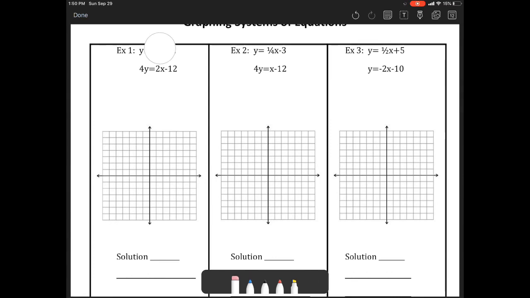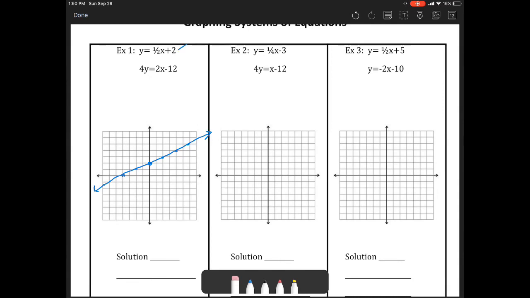So the first one, we're just going to go straight off of this. We already have our y-intercept in slope-intercept form, so we're just going to do it. We're going to do our 2 as our intercept, and we're going to go up 1 over 2, up 1 over 2, up 1 over 2, down 1 over 2, down 1 over 2, down 1 over 2. There's my blue line. Check.